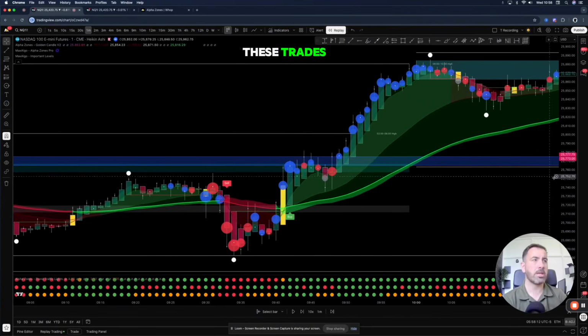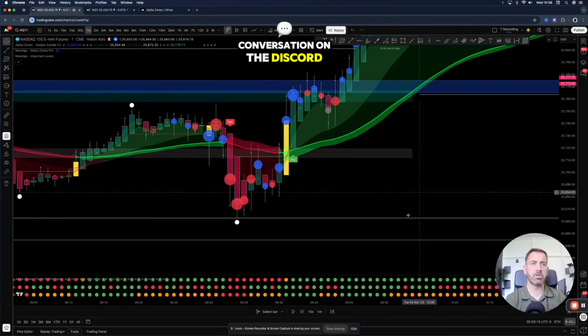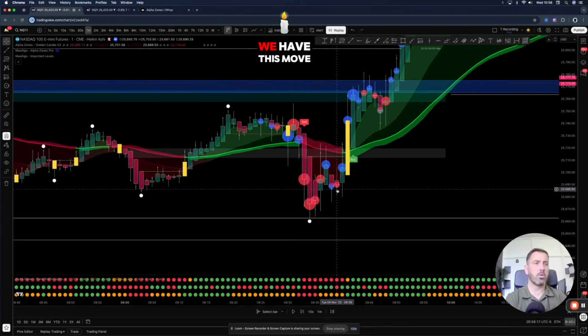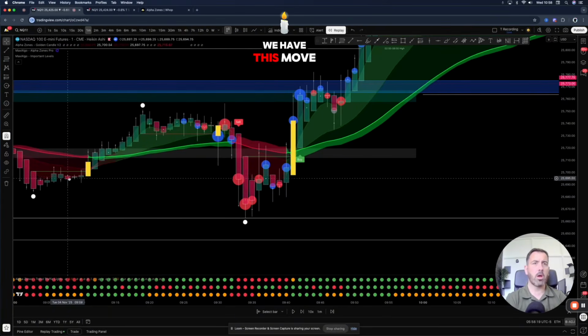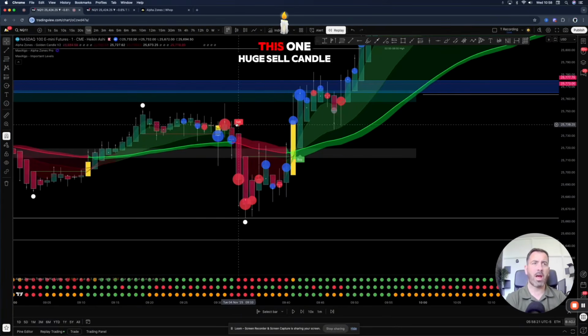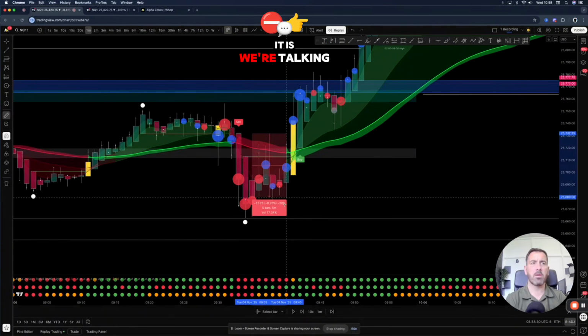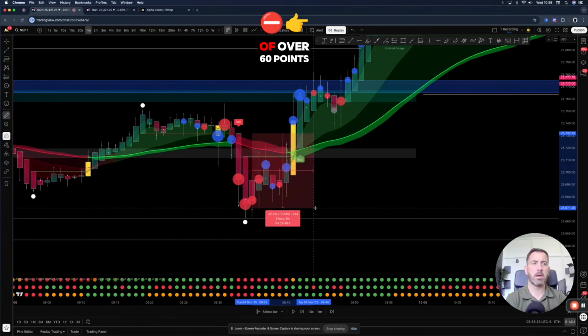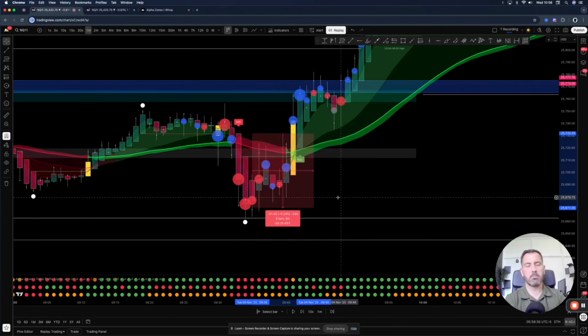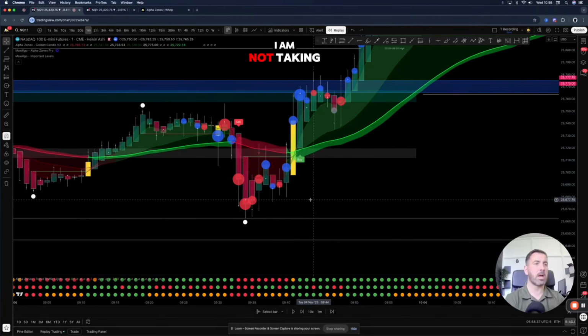Why are we not taking these trades? So here's a good example. I had this conversation on the Discord. We have this move right before, and then this one huge sell candle. This is obviously 3 minutes after New York. We're talking about a stop there of over 60 points. 3 minutes into New York at a stop of 60 points. I am not taking that trade.